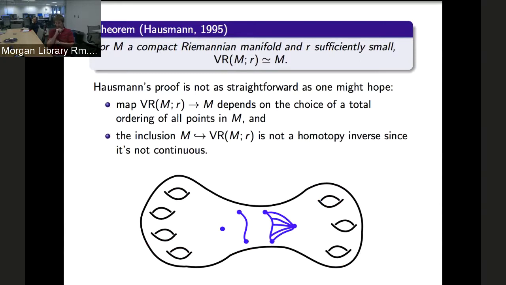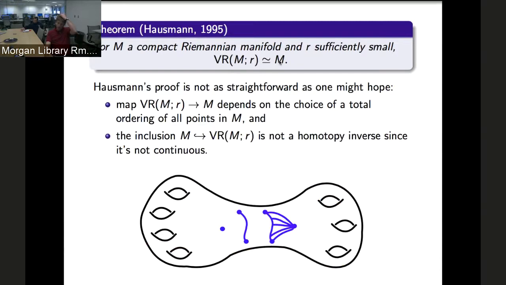And you can see now how you define Hausmann's map on a four-simplex. Now you're going to have a fourth vertex, and you cone over this bottom triangle to map in a tetrahedron. Questions about Hausmann's map? So this is a map from the Rips complex to the manifold.